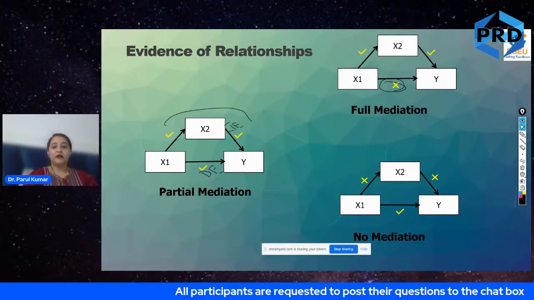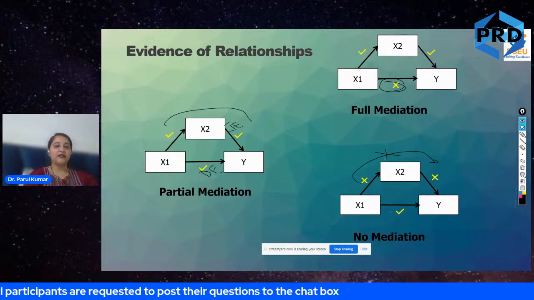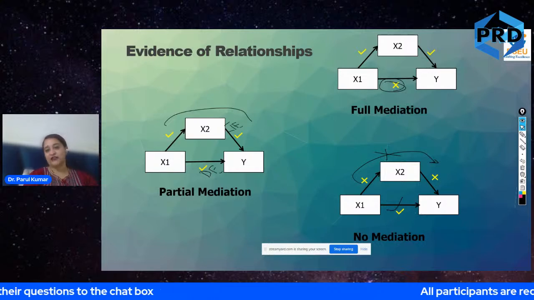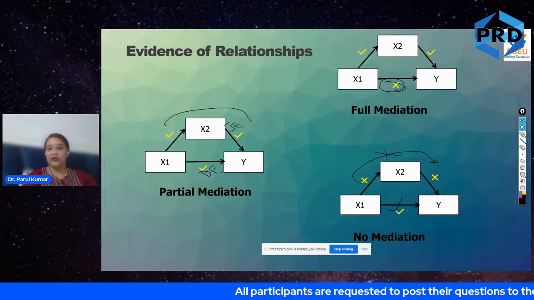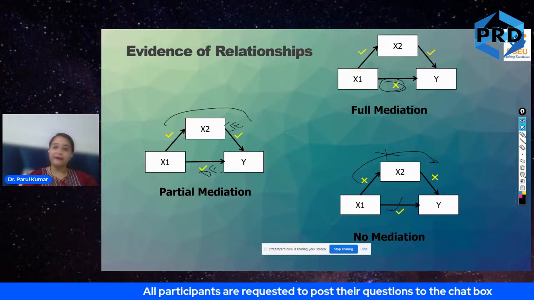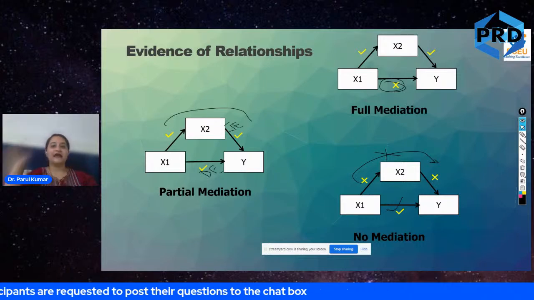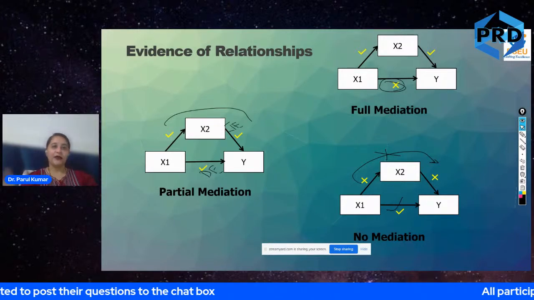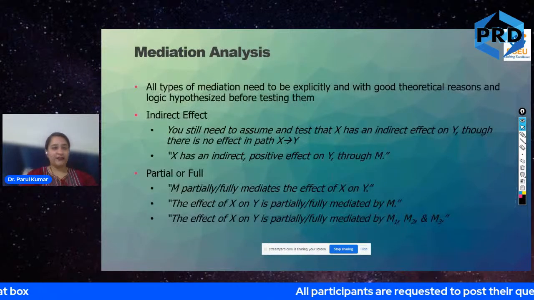No mediation is when the indirect effect is not significant and only the direct effect is significant. That means X2 is actually not mediating the relationship. It is not helping the relationship. It is X1 who is directly impacting the Y. So that is a simple explanation.